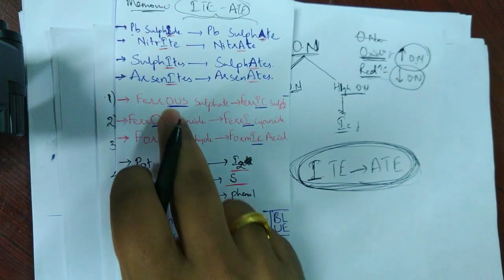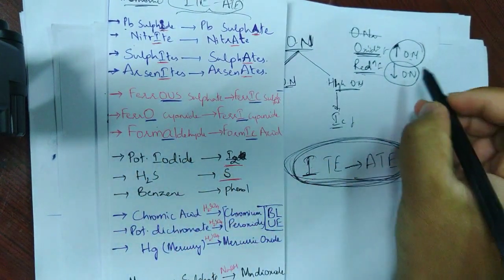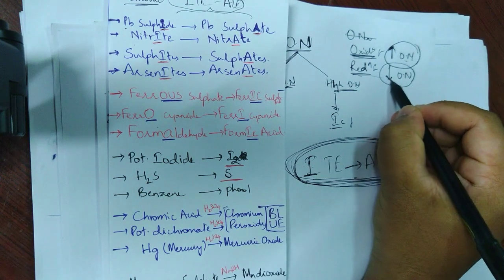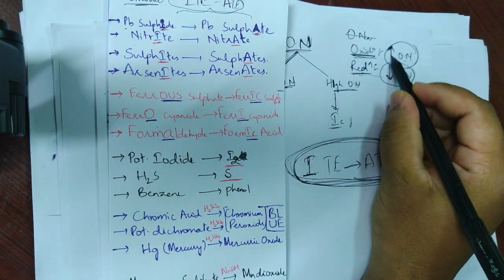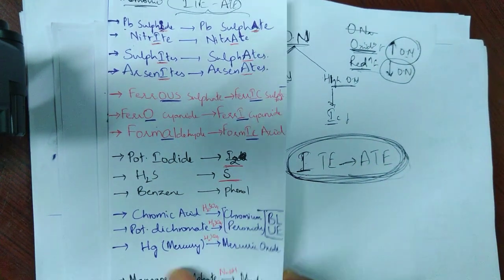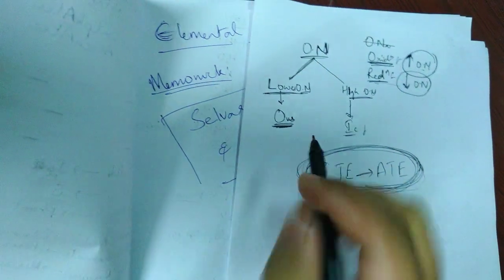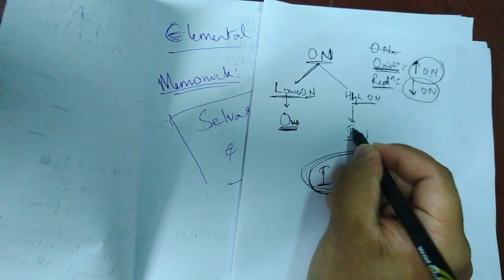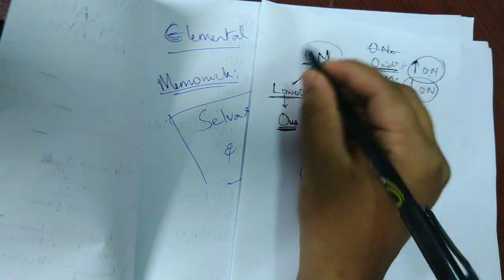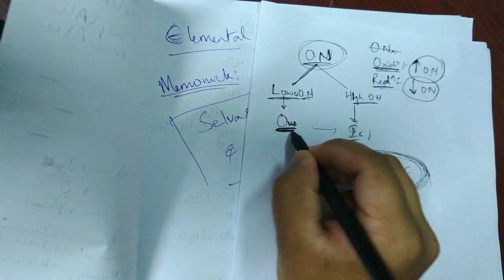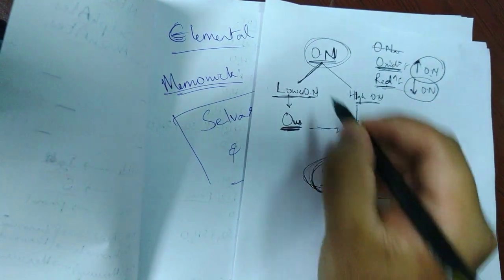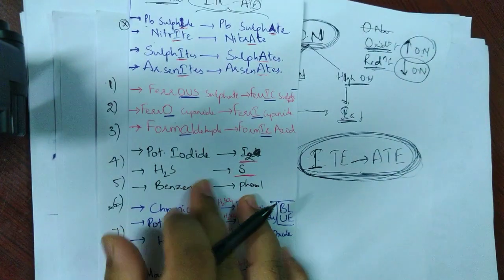And next one, as I said already, a decrease in the oxidation number is reduction, an increase in the oxidation number is oxidation. So if you go from the ous form to the ic form, going from a lower oxidation state to a higher oxidation state, I can call it oxidation. So that's what I see here.